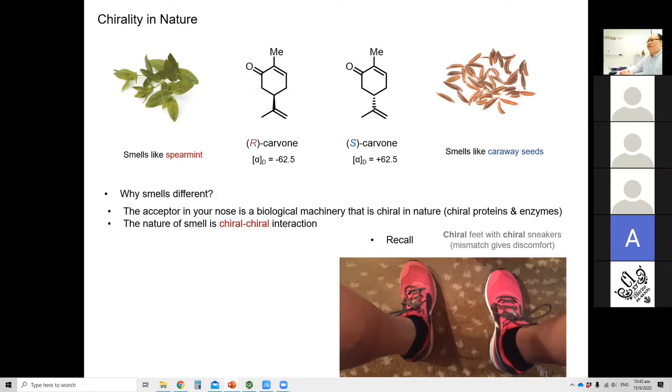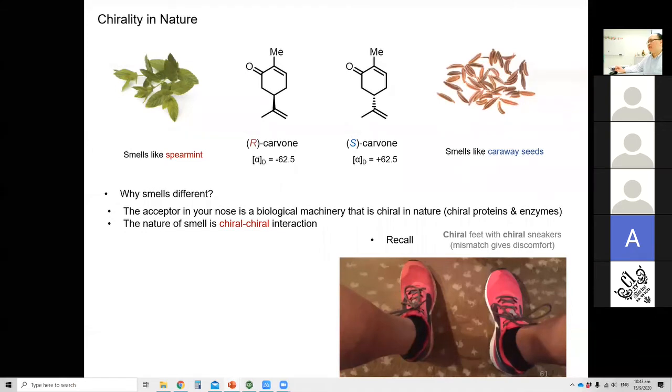Okay, it's quite simple because it's your nose. All those proteins in charge of recognition are a kind of chiral biological machinery. And these are enantiomers. So the interaction between enantiomers and your nose, the recognition power of your nose, is actually a chiral interaction. And as we already learned, that chiral interaction has different energy, for example, like your chiral feet with chiral sneakers, right? So they interact with your proteins differently, so they smell different.